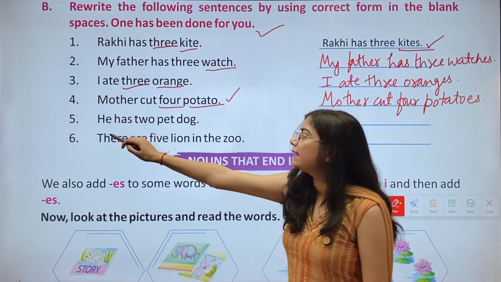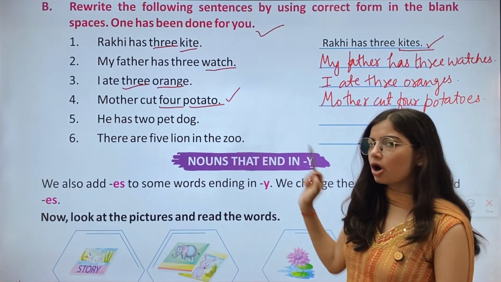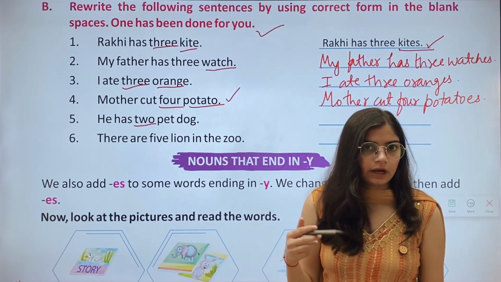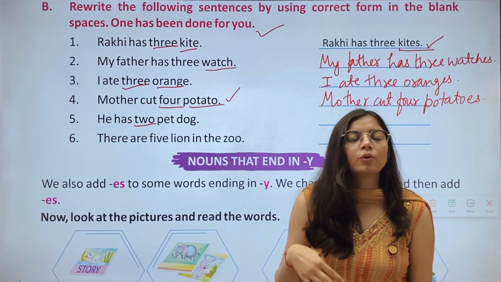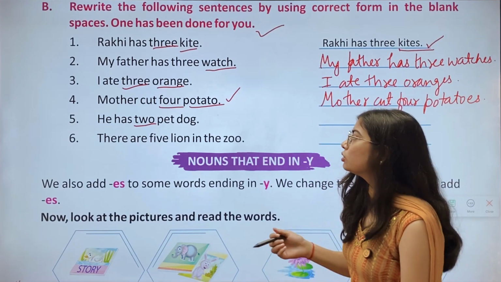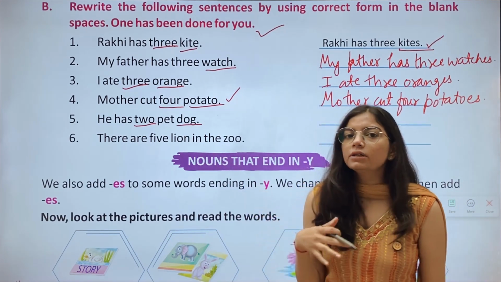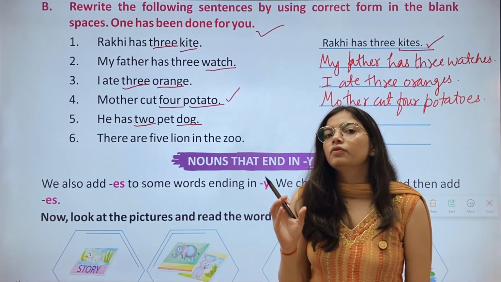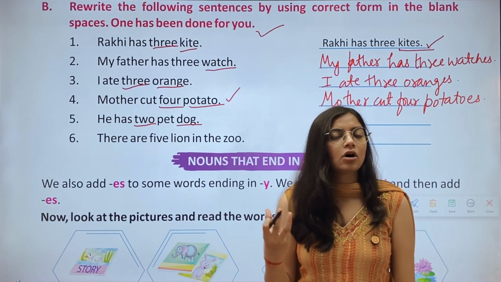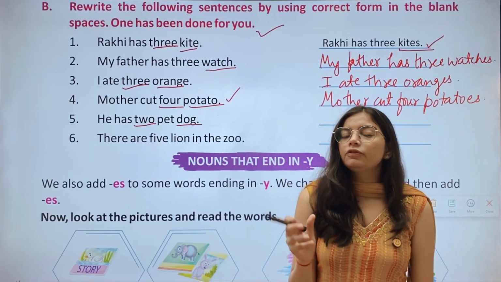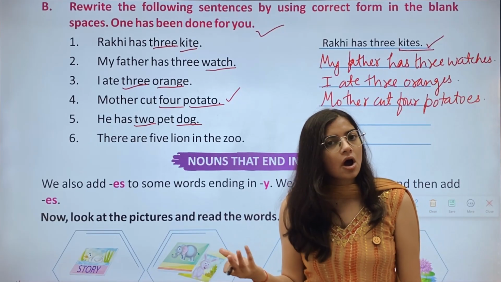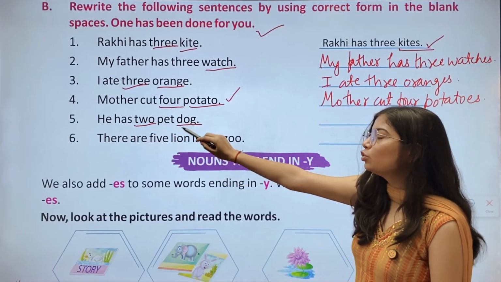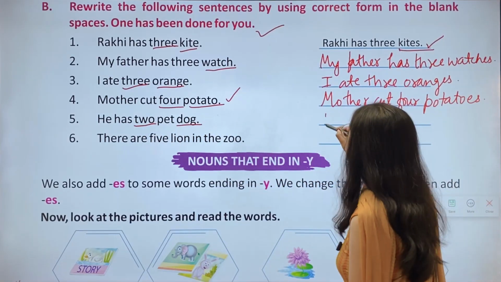Then fifth, he has two pet dogs. Now they have given two, which means we are talking about more than one. So here we need to have the plural form but it is given singular. Now we have to write the plural form of dog, which is dogs. So the correct sentence is he has two pet dogs.